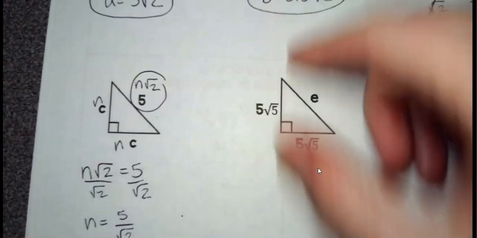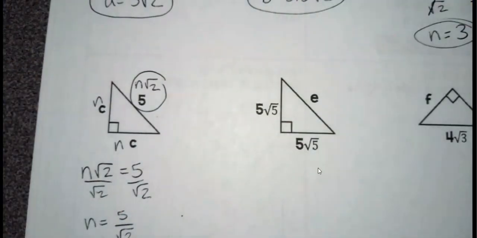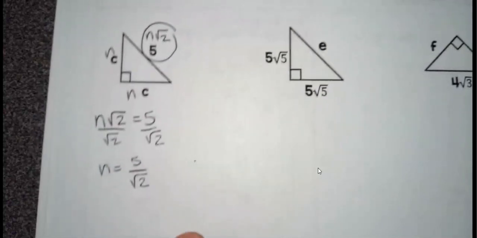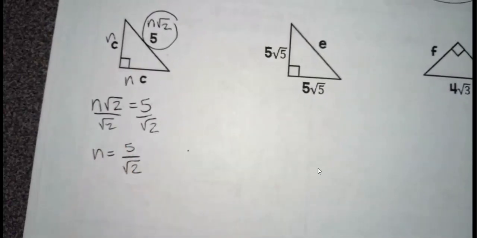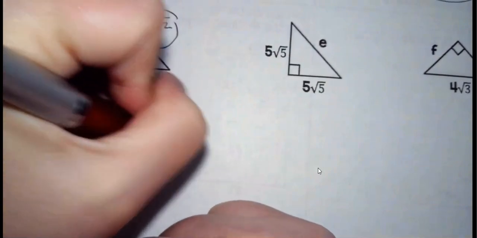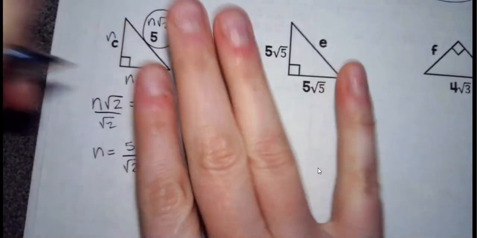The problem is you can't just circle this and be done because this is not mathematically allowed. You cannot have a square root in the denominator. If you have a square root in the denominator, you've got to rationalize the denominator, but that's just a big word for you're going to multiply by the square root of 2. Whatever's in the denominator, you're going to multiply. So square root of 2 over square root of 2.